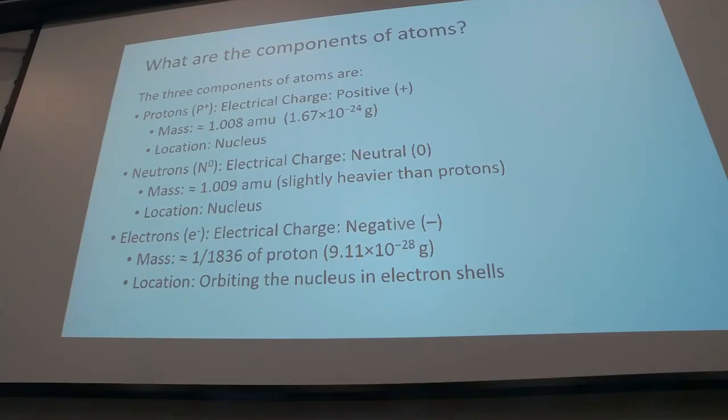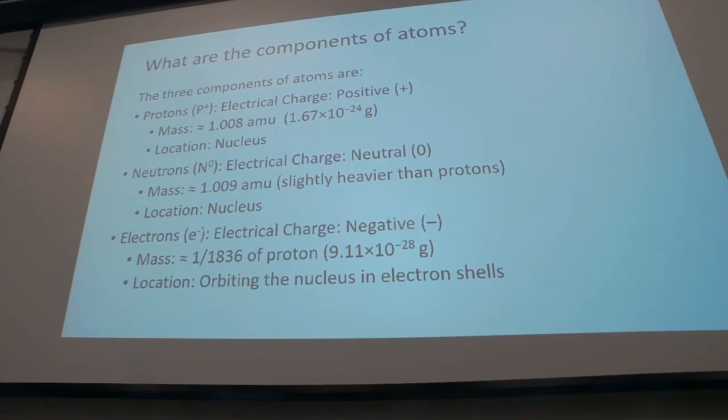of the atom. The neutrons are abbreviated N with a superscript 0, and it has no charge, so it's neutral. It doesn't have electrical charge. The atomic mass unit is slightly larger than that of the protons, so it's 1.009, and just like the protons, it is located in the nucleus.